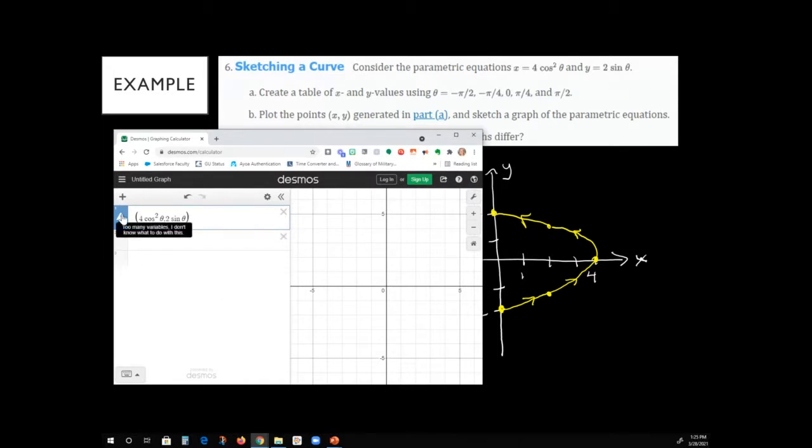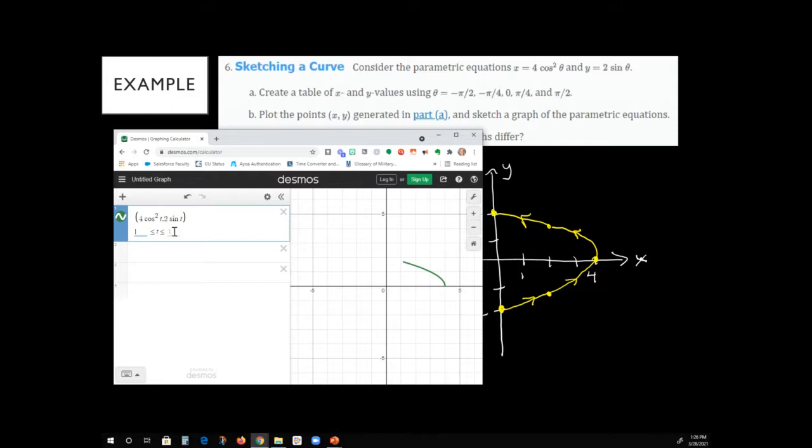Now, I think there's too many variables. There's only theta. Maybe it doesn't really like theta. Let's just use t. Okay, so it didn't like that. Let's go back to the cosine squared. I thought maybe that was the problem. Cosine. Okay. So we need to tell it.